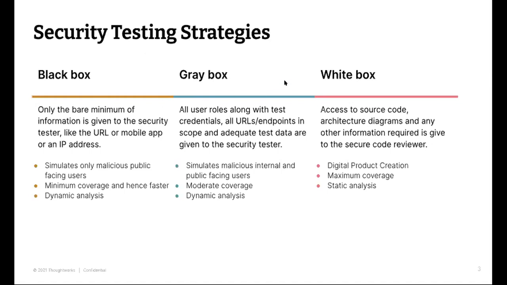Now, black and gray box is where you typically have something called application security testing done, or security testing done. Whereas white box is slightly different. White box is where you have access to everything.